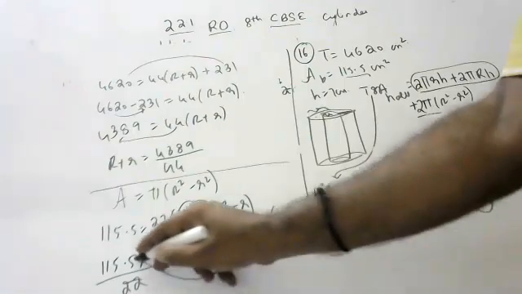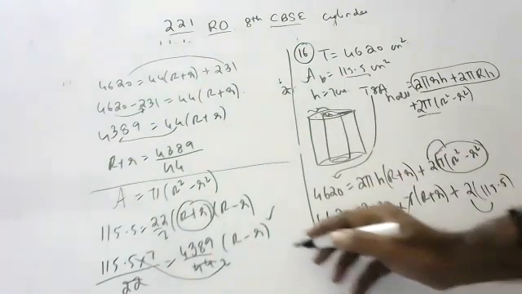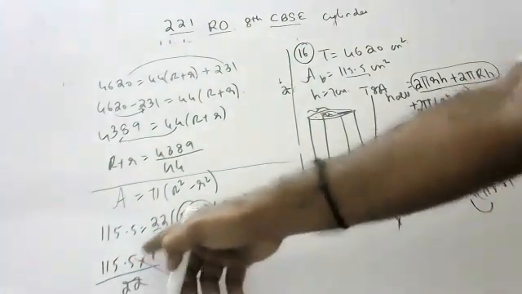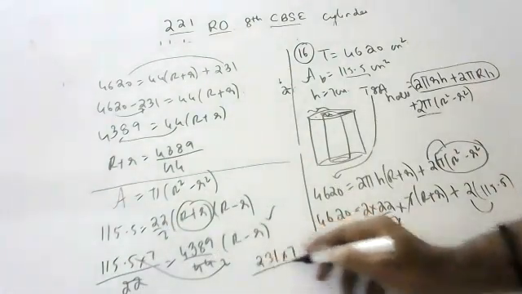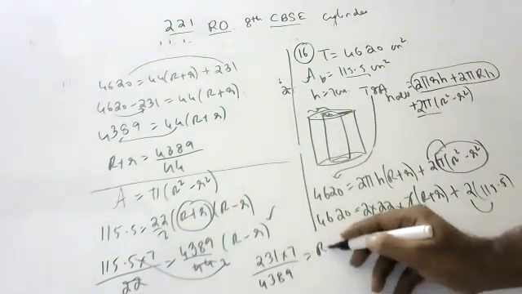Take this 2 upward. And then slowly, please try to understand, children. 115.5 into 2 is 231. 231 into 7 is 4389, which will go down. 4389 is equal to R minus r.